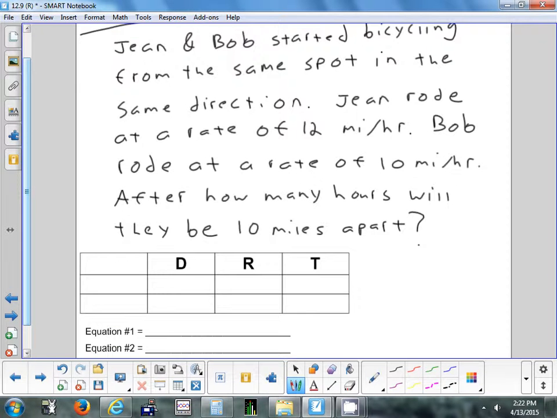What are the two things? Gene and Bob, traveling here. Yep. This time it's Gene and Bob. It's not the same person or bird making a return trip. Two different people. Gene and Bob.